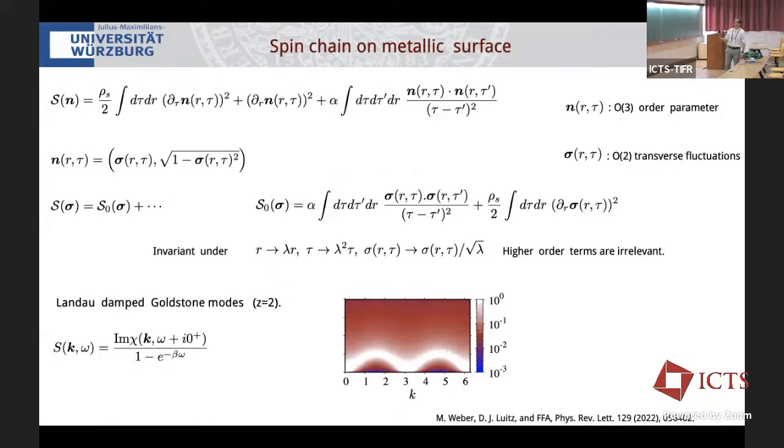But there is a very elegant way of understanding this. The point is that this long-range order chain has a Landau-damped Goldstone mode, so it's a z=2 system, where we did a spin wave calculation. You have something which is like k squared here.